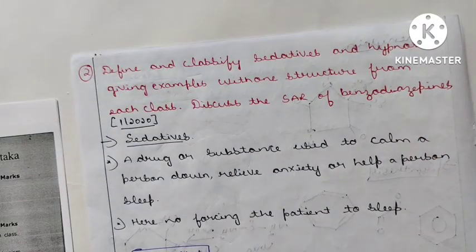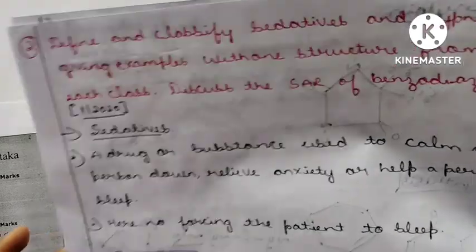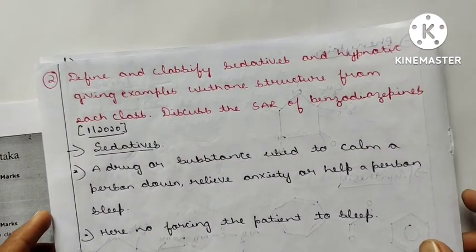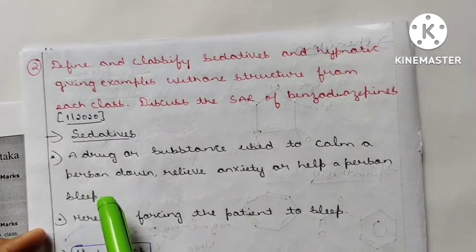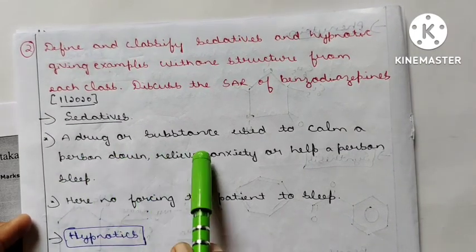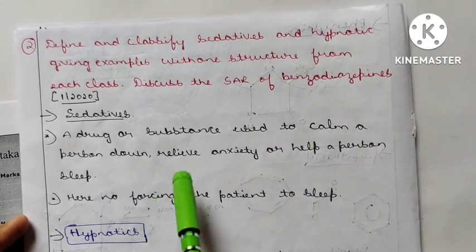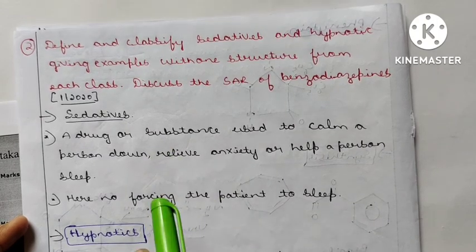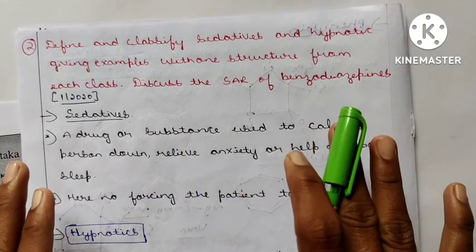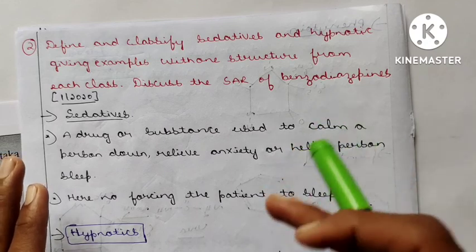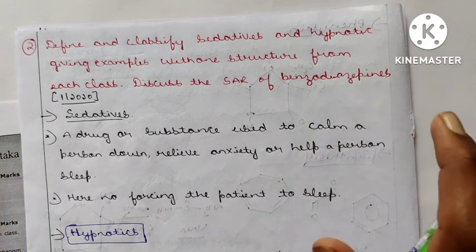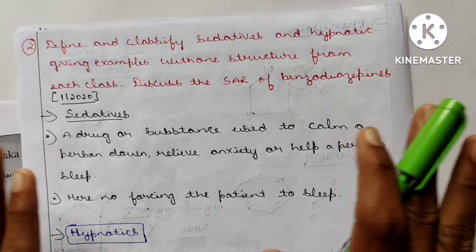Let's discuss how to write the answer and what content to write, then only you will get 7 or 8 out of 10. First write what a sedative is. A sedative is a drug or substance used to calm a person down, relieve anxiety or help a person sleep. Mainly these sedatives are sleep inducing drugs. They just give relaxation to the patient. There is no forcing the patient to sleep.